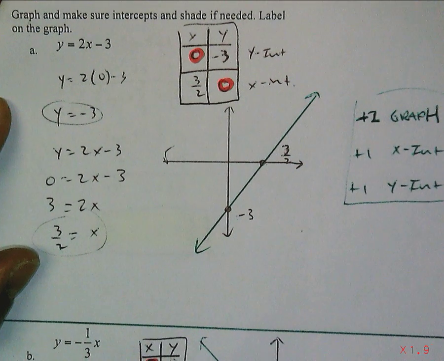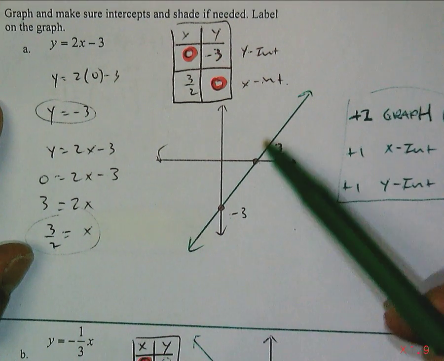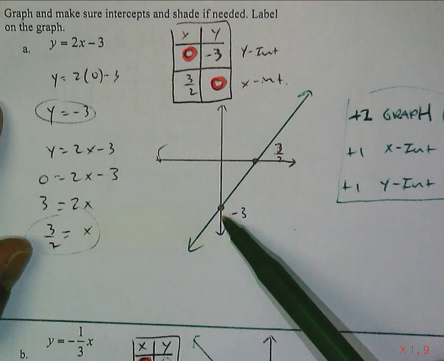There's my y-intercept and my x-intercept. How I was grading this problem was 2 points for a correct graph, positive slope, goes to these 2 points, and your x and y-intercepts are both labeled.